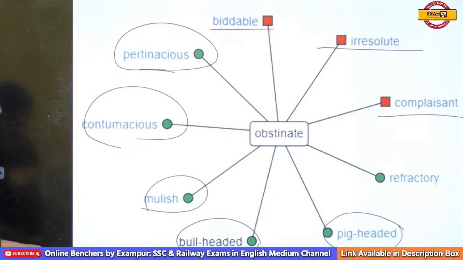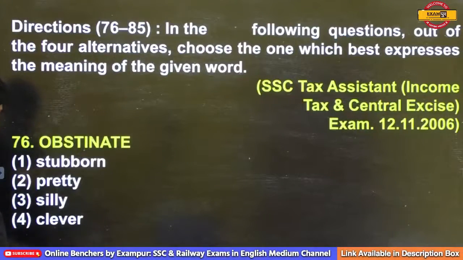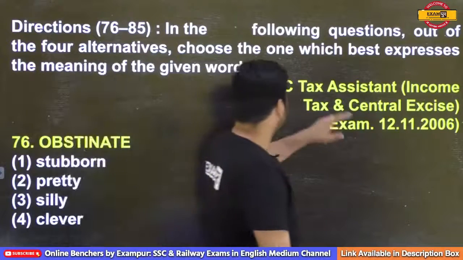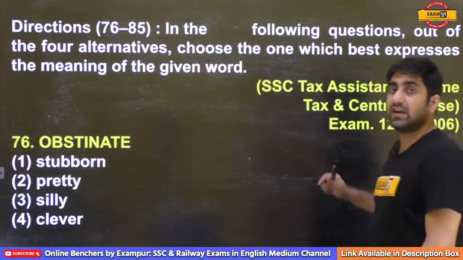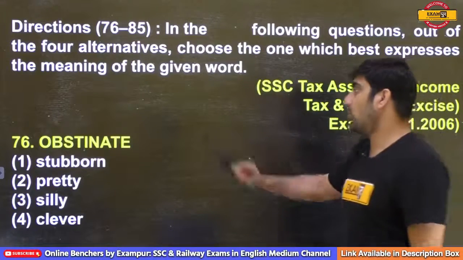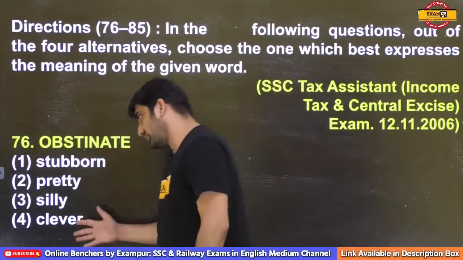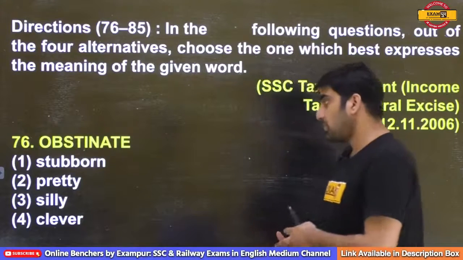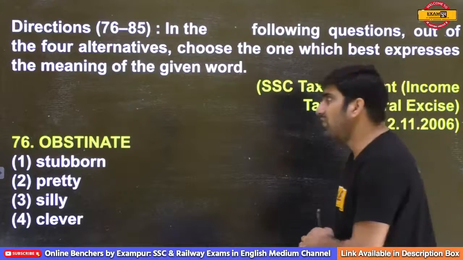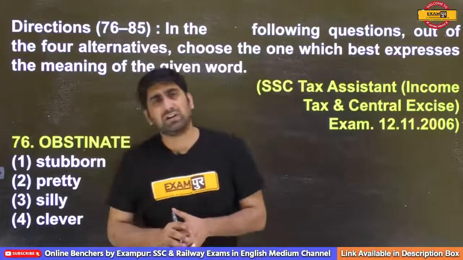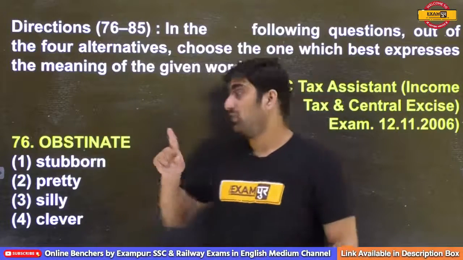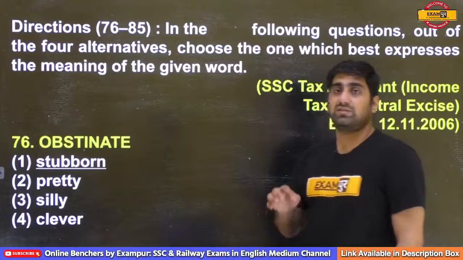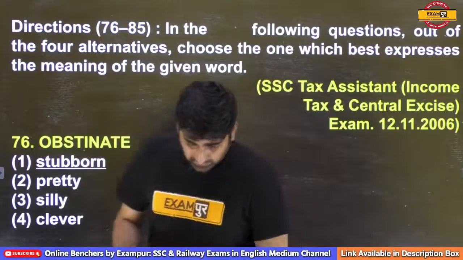Coming on to what exam has asked and what could be the exam question. Obstinate was asked in 2006 in the Tax Assistant, Income Tax and Central Excise exam of SSC, with these 4 options: stubborn, pretty, silly and clever. Obviously, one who does not agree to listen to anyone and says no, I am not listening, will be what? Stubborn. Hence the correct answer is option number 1.